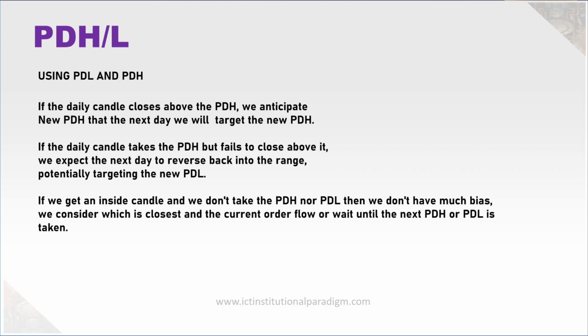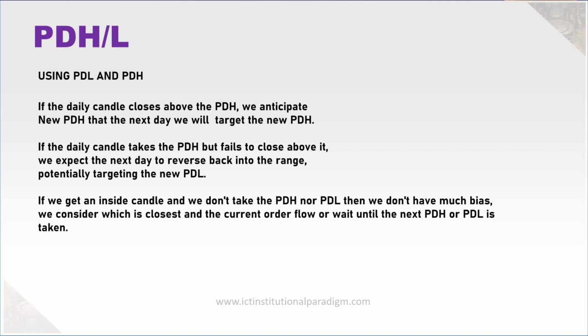If the daily candle takes the previous daily high but fails to close above it, we expect the next day to reverse back into the range, potentially targeting the previous daily low. If we get an inside candle and we do not take the previous daily high nor the previous daily low, then we do not have much bias. We consider which is the closest, and the current order flow is to simply consolidate, right?